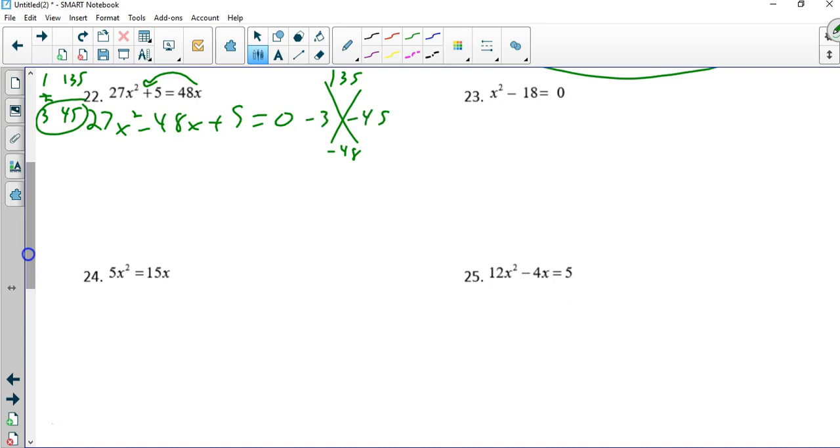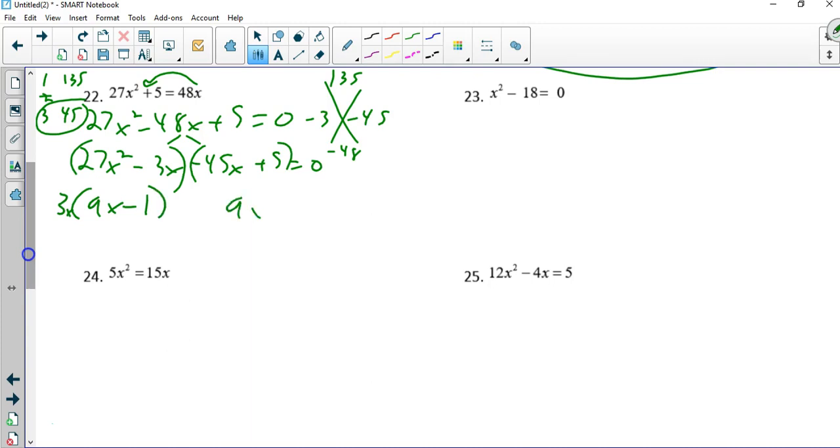All right. Now, I'm going to write it 27x squared. And now I'm going to break this up into those two numbers. Minus 3x and minus 45x. And then I'm going to bring the 5 down. I group these two, and I group these two. What goes into 27 and 3? That'd be 3. Don't forget to bring the x out. 9x minus 1.